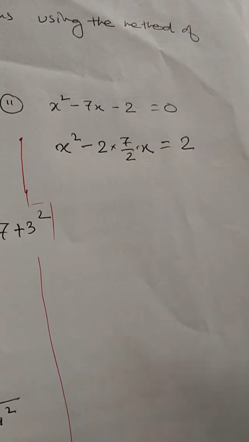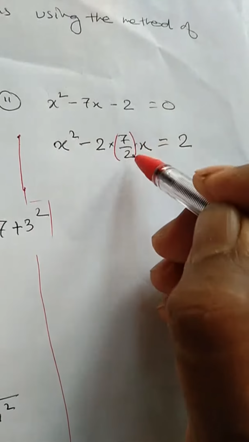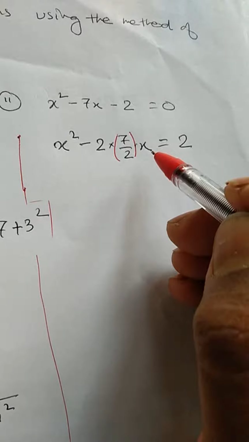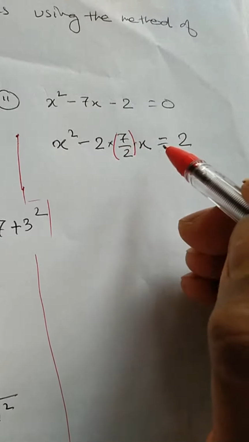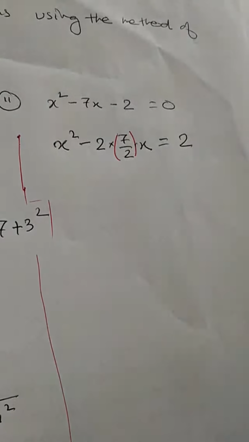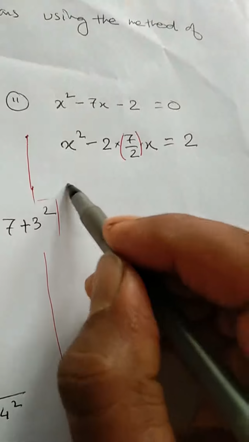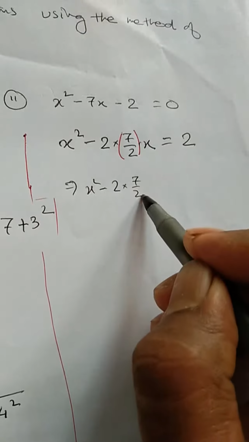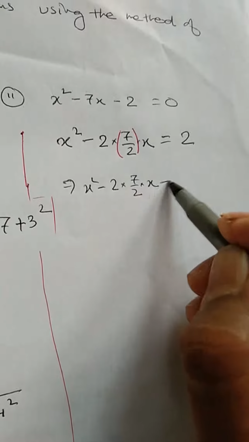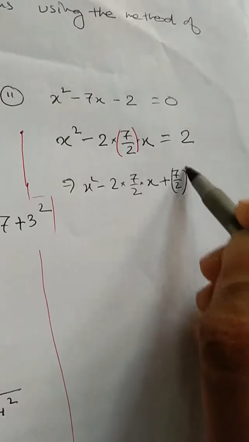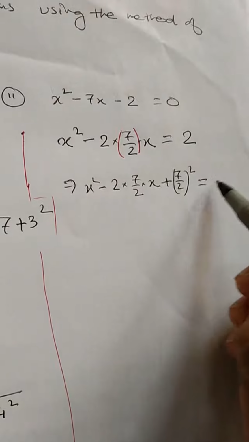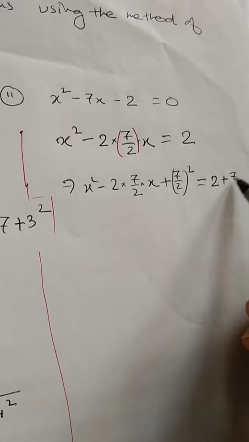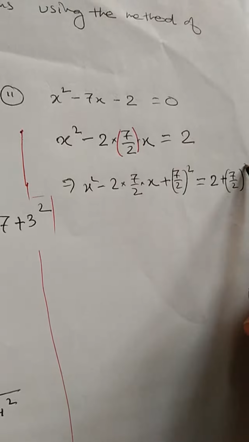Now as earlier, this 7 by 2 is in between 2 and x. So (7/2)² we have to add to both sides. So then it will be x² minus 2 into 7/2 into x plus (7/2)². At the same time we have to add (7/2)² on the right side also.